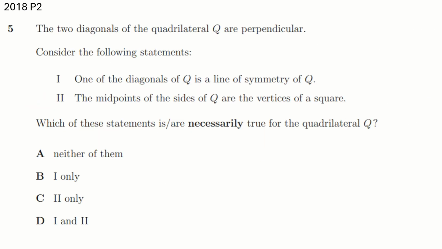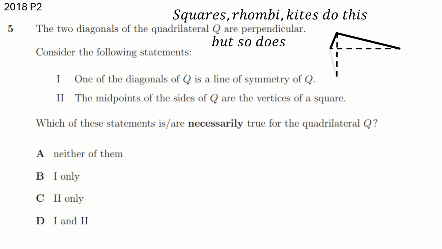Okay, 2018 then, paper 2. We've got 2 diagonals of a quadrilateral that are perpendicular. So okay, we think to ourselves, which are the quadrilaterals from our sheet, or from our Venn diagram, that had perpendicular diagonals? It was these ones. Squares, rhombuses, and kites all do that. However, make sure, I did mention before, I think, that there are also some irregular quadrilaterals that do that. I drew this one on the board earlier. So there are some irregular ones that we have to think about as well.